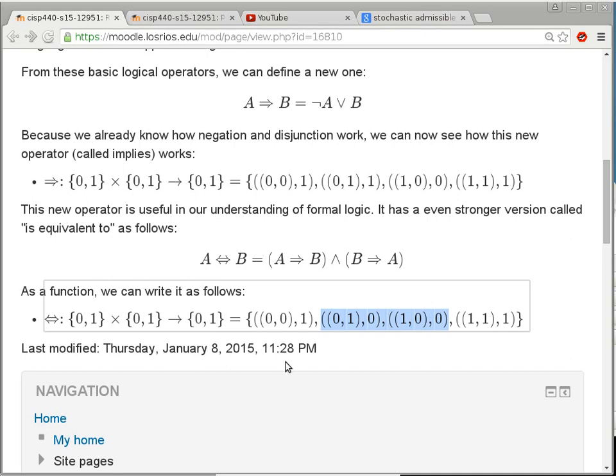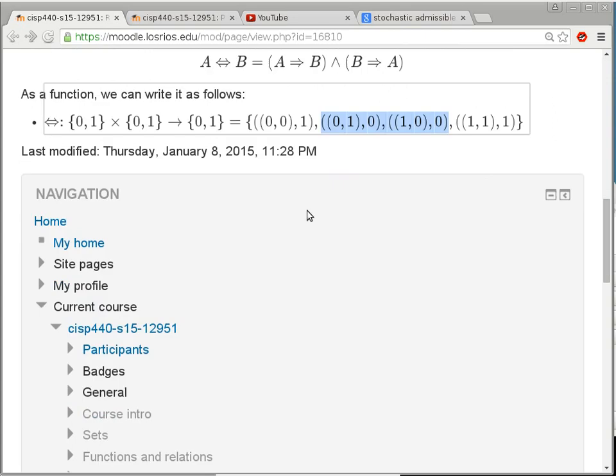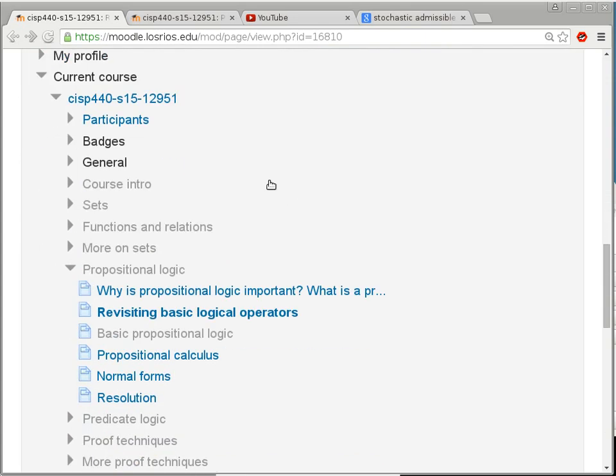Are there any questions about the operators? Okay, we have talked about conjunction, disjunction, negation, implication, and is equivalent to. Is that part all okay? All right. So now we are getting into the meat of propositional calculus.